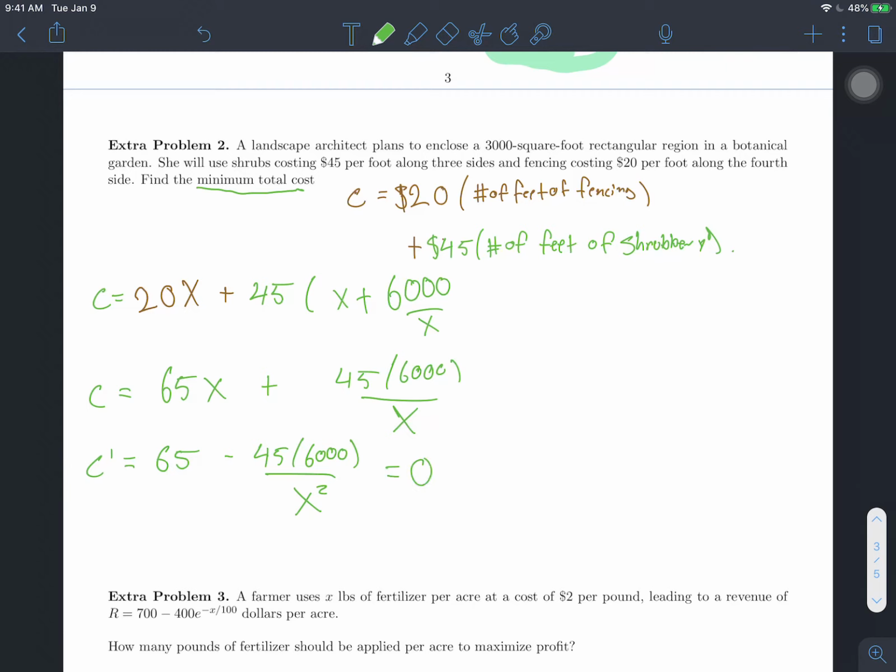So what is this saying? 65x squared equals 45 times 6,000. So x squared equals 45 times 6,000, all divided by 65. So x is going to be the square root of all that. See here, 45 times 6,000, divide that by 65, take the square root of it. Plus or minus 64.45.